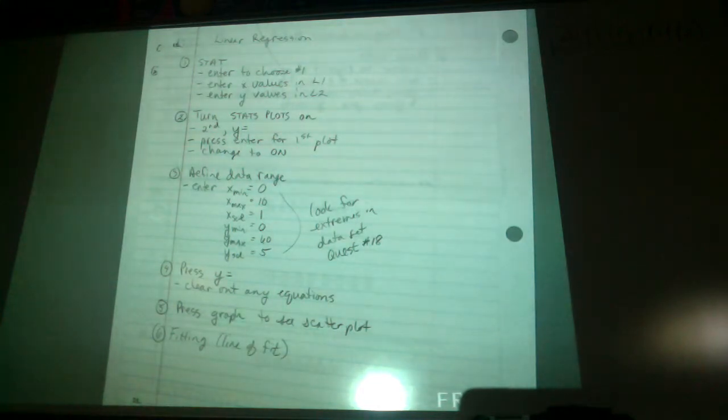And I will give you the final step, which is how to find the linear model, sometime next week, whether it's Monday or Tuesday, whatever day it might be.